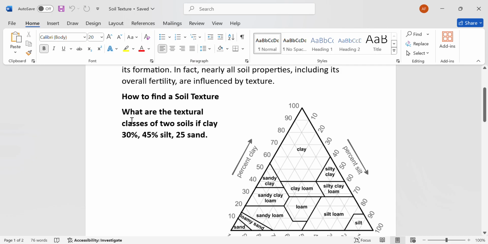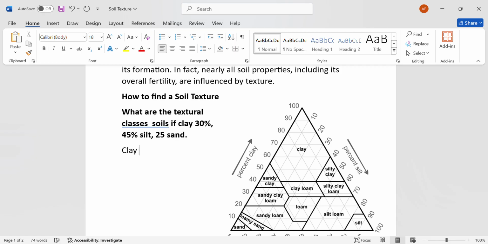In your paper, the statement will be given like this. For example, the question will be: what are the texture classes of soils if clay is 30%, silt is 45%, and sand is 25%? Then they will ask in which category it will fall. For example, how to solve this question?